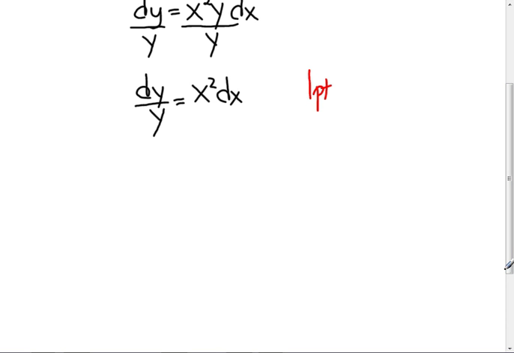So what are we going to do next, Sam? We're going to integrate. And what is the antiderivative of the left side? ln of, not y, the absolute value of y.